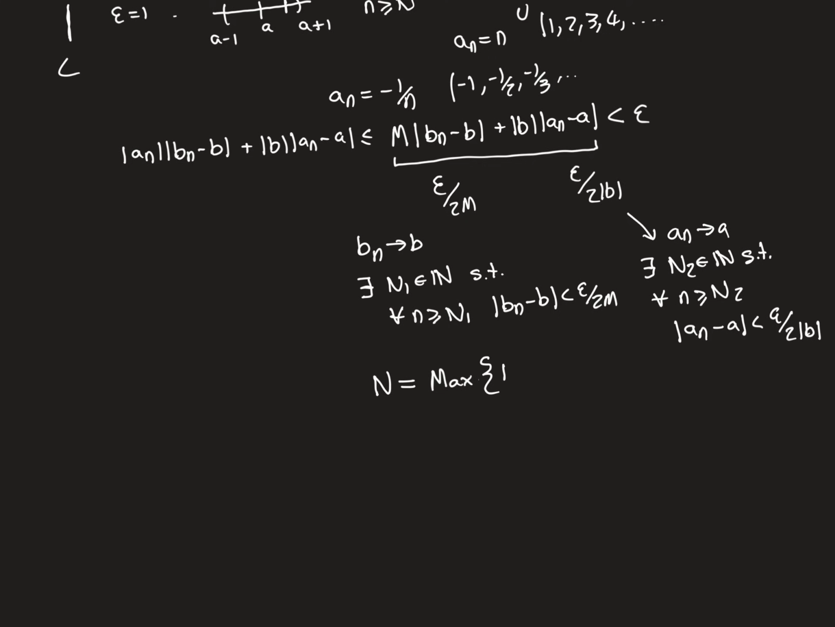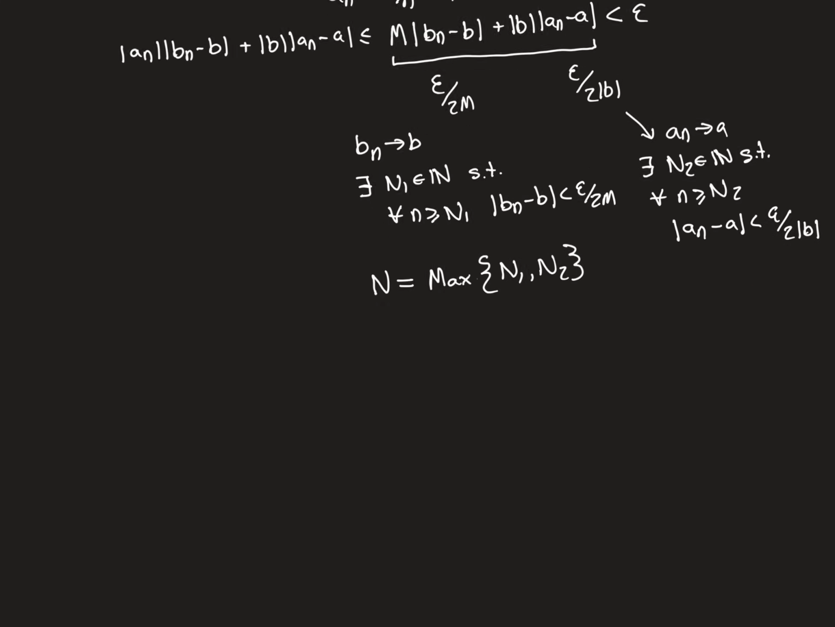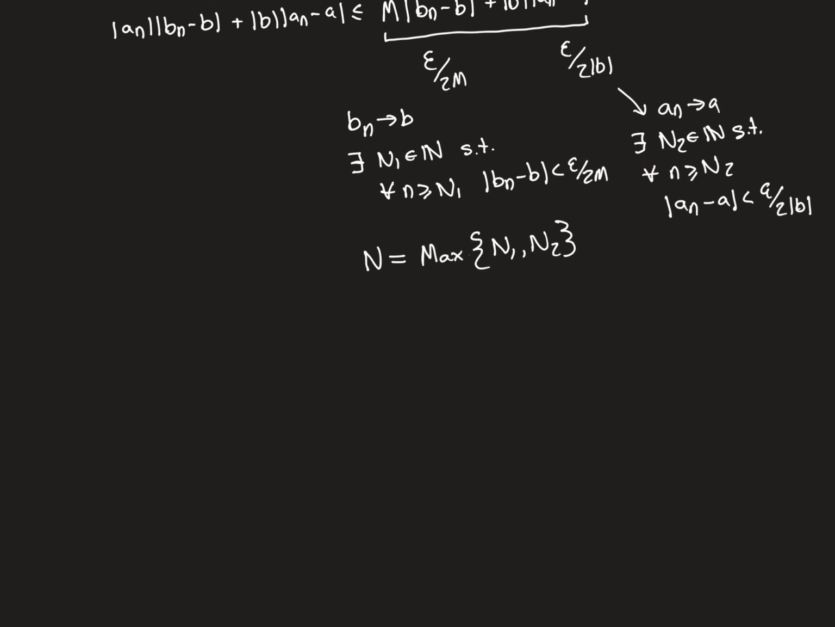the maximum of these two, so take N1 and N2, one of them might be bigger than the other, take the maximum of them, and then if you go to that term of both the sequence Bn and the sequence An, then both of these things will hold true. So, therefore, for big N, we can say that for all little n greater than or equal to this big N, mod of Bn minus B is going to be less than epsilon over 2m, and mod of An minus A is going to be less than epsilon over 2 mod B.